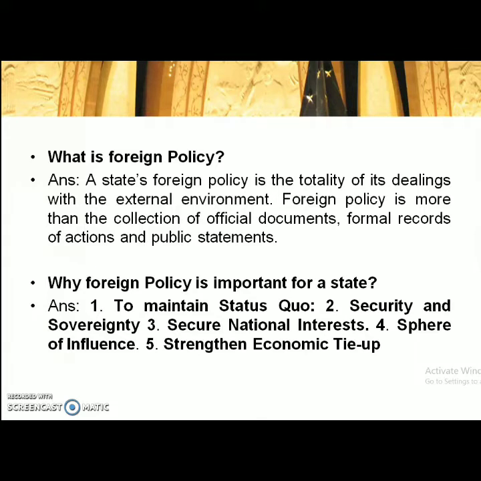The first S is to maintain status quo. The second S is security and sovereignty. Thirdly, secure national interest. Fourth, sphere of influence. Fifth, strengthen economic tie-up. Now, let us discuss these 5 S which show the importance of foreign policy for a state. The first one is to maintain the status quo.